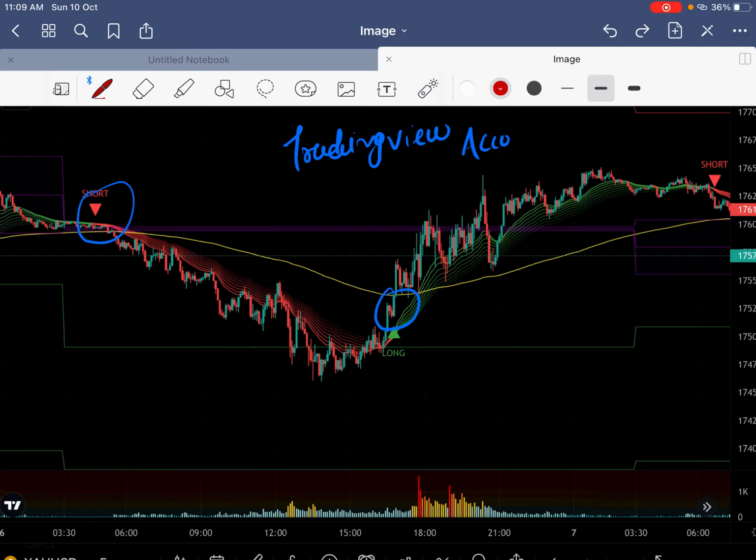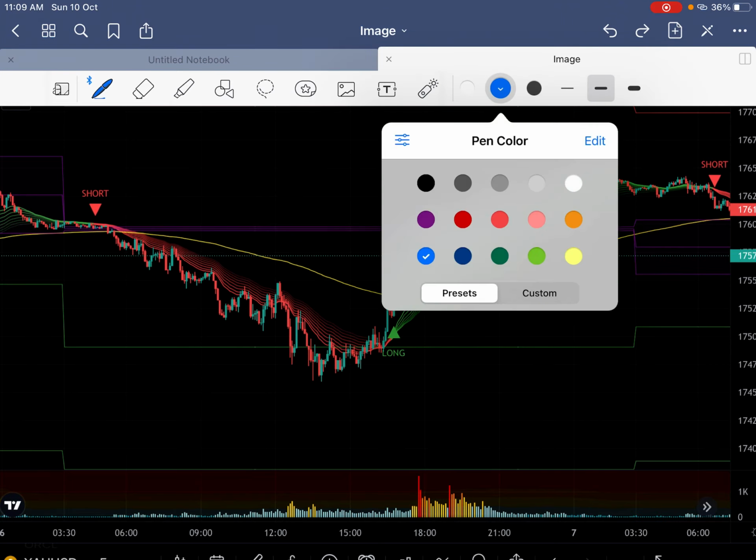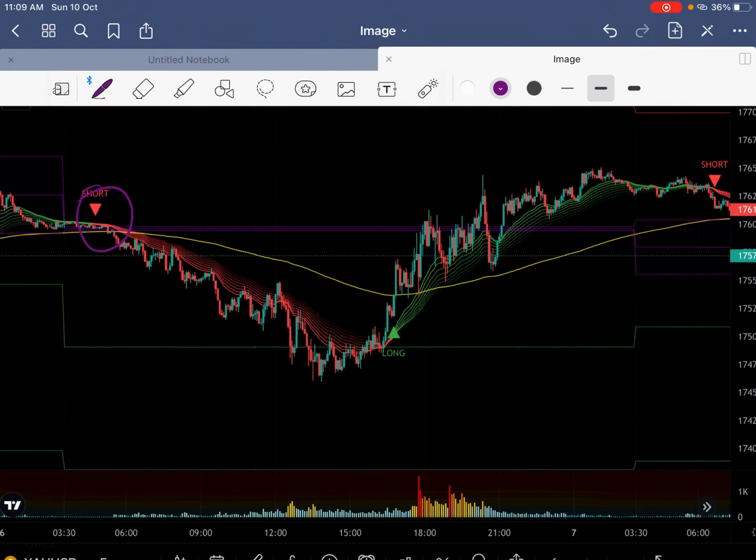Let me just clear this out, so you will get a better view of how to take entry with this indicator. First let me jump into this section here. As you can see from the indicator, I'm getting a short signal. What does a short signal mean? Basically, after a bullish trend, as you can see from this side, the moving averages cross each other. These are different types of moving averages, and you have to note them.